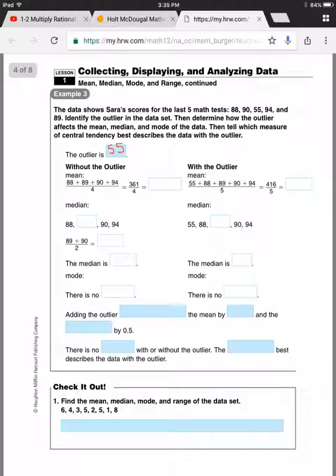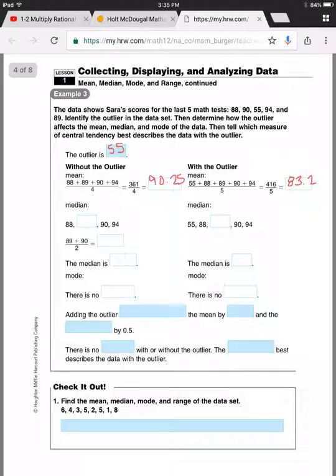Okay? So, without the outlier means we add up the 4 scores that are fairly reasonably close together, and we get 361, and we divide it by 4 because there were 4 scores, and we get 90.25. Now, with the outlier means we add the 55 in there, and we get 416, and we divide it by 5 because there are now 5 scores, and we get 83.2. You see how the outlier really affects that?